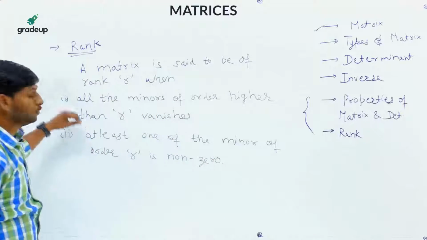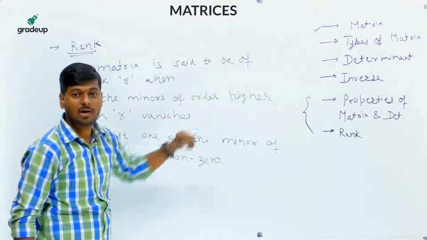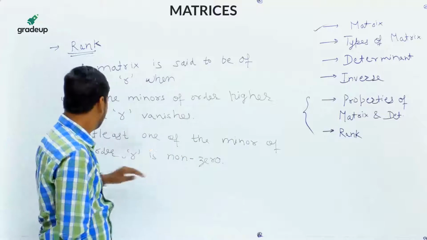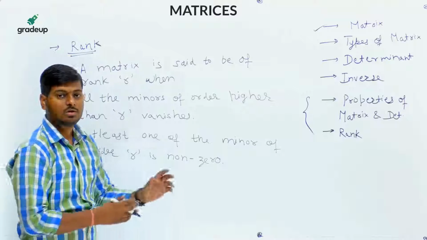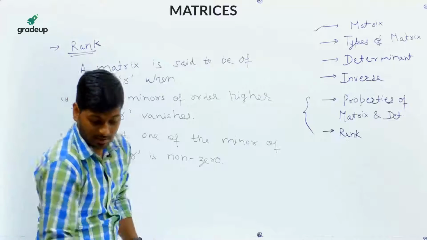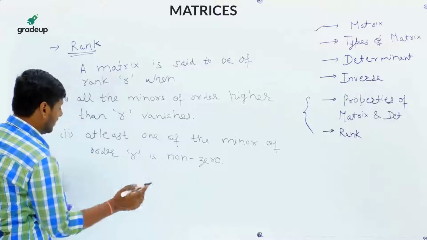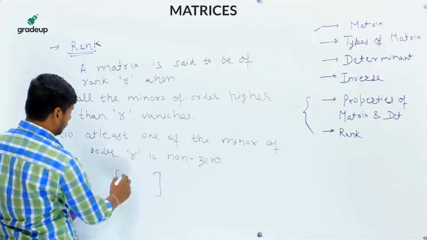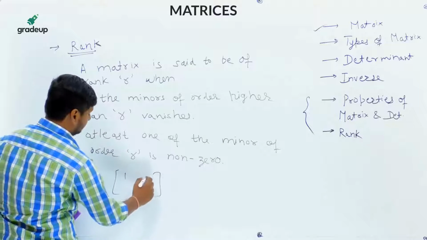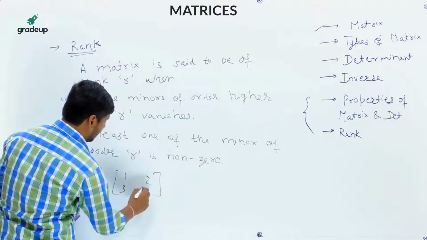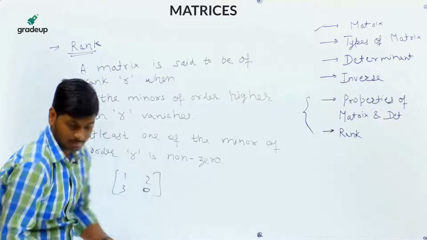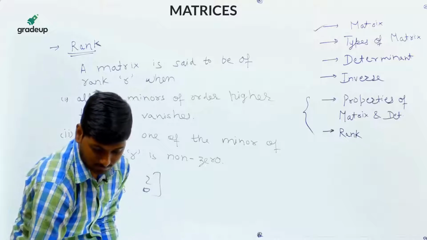Okay, what are the 2 conditions? All the minors of order higher than R vanish, and second, at least one of the minors of order R is non-zero. So let me take an example of a rank R matrix. I will take a 2 cross 2 matrix. Suppose the 2 cross 2 matrix is 1, 2, 3 and 0. So the minor, first we will determine, okay, let me write 1, 2.